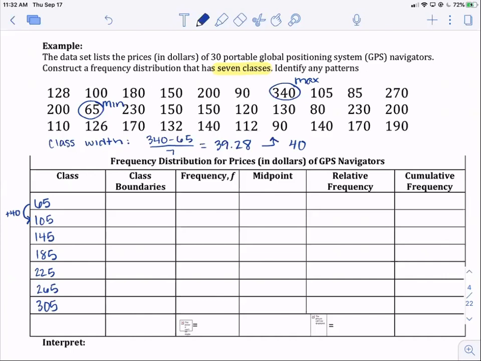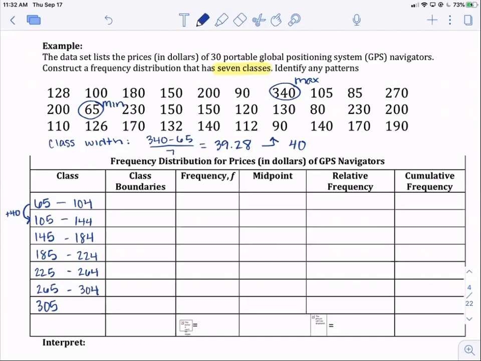And now we're going to fill in our upper limits. So remember, there's no overlap. So this first one's going to go from 65. So what's going to be our largest number that could be in this class? 104. Good job. Okay. And then you have 2 ways you can do this now. You can either add 40 to that, or you can just keep subtracting 1. So this is going to be 144, 184, 224, 264, 304.